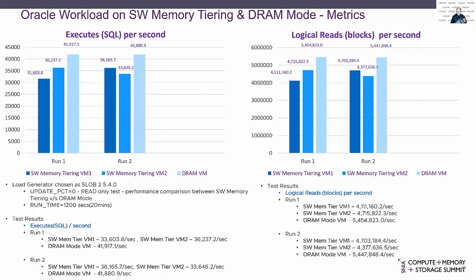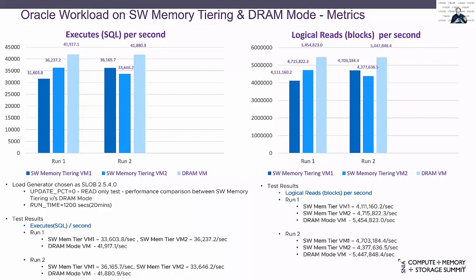So that's the first metric, which means from an executes SQL per second perspective, if I'm able to increase the capacity of memory by adding more tier 2 memory, I'm able to run more such virtual machines. I'm able to generate a lot more SQLs, which means I'm able to run a lot more transactions. Hence, I am running a lot more workload, as compared to running one such DRAM virtual machine.